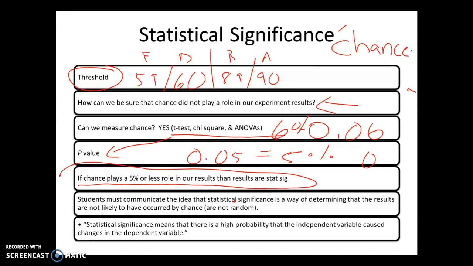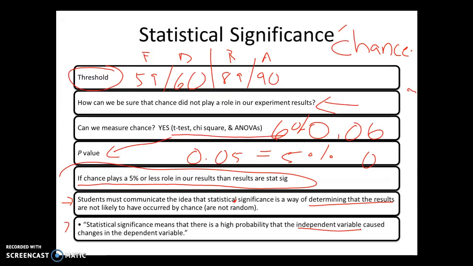Two ways of expressing this, if you saw this on a free response, would be this way. Remember, you can pause me at any time. But what the AP is looking for is they want you to be able to express that statistical significance is a way of determining that the results are not likely to have occurred by chance, that they're just not random results. Well, if they're not random results, why do we think we got the results we did? What do we think influenced the difference between the control group and the experimental group? Well, we think it was our independent variable. So statistical significance means that there is a high probability that the independent variable caused changes in the dependent variable, right?